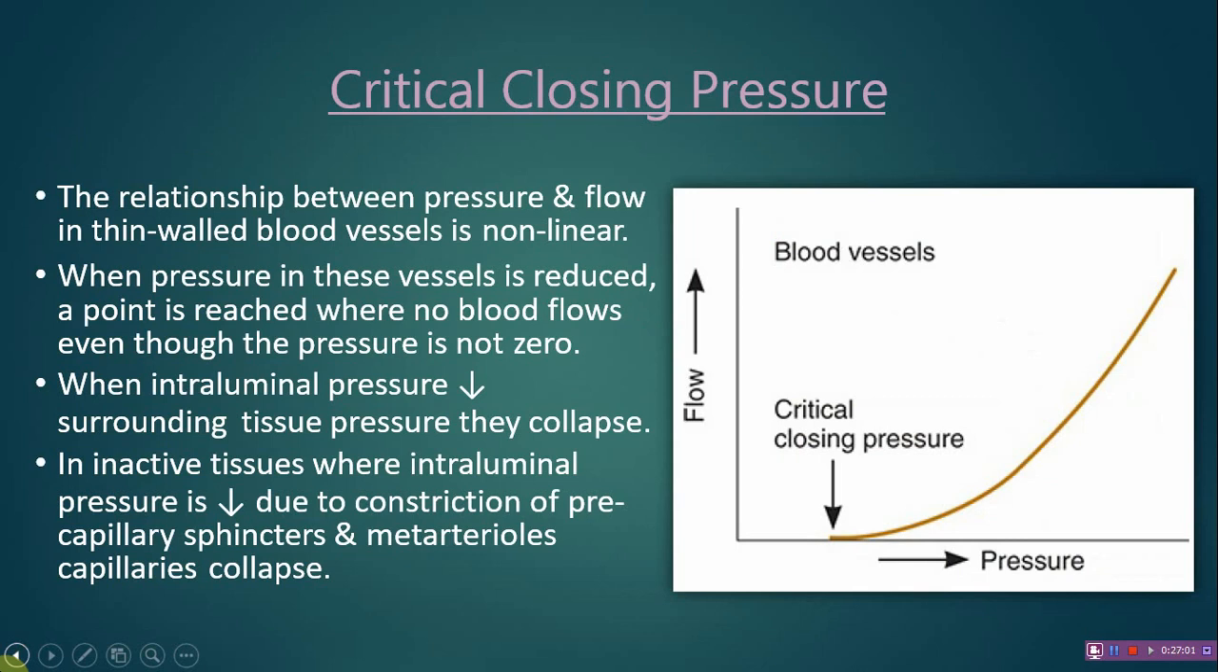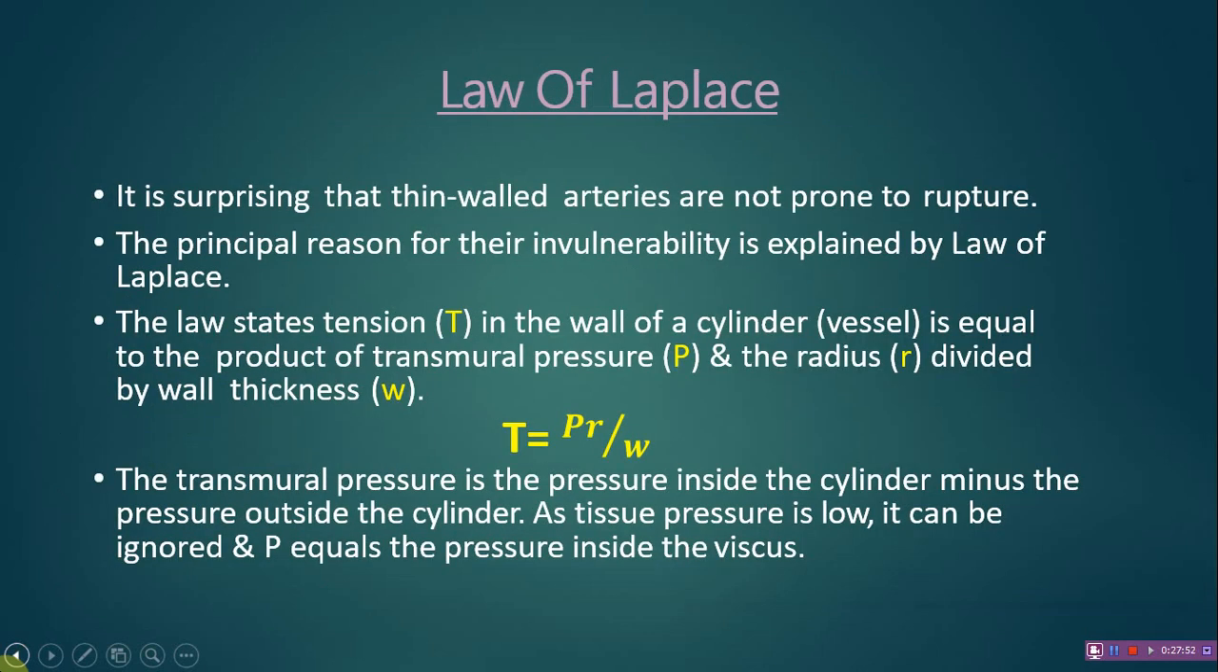Now we will discuss the critical closing pressure. The relationship between pressure and flow in thin-walled blood vessels is non-linear. When the pressure in these vessels is reduced, a point is reached when no blood flows, even though the pressure is not zero. Well, you can see from this figure that as the pressure decreases, at a point the flow becomes zero, though the pressure is not zero at this point. This point is called the critical closing pressure. So when intraluminal pressure decreases, the surrounding tissue pressure makes them collapse. In inactive tissue, where intraluminal pressure is decreased due to constriction of precapillary sphincters and metarterioles, capillaries collapse.